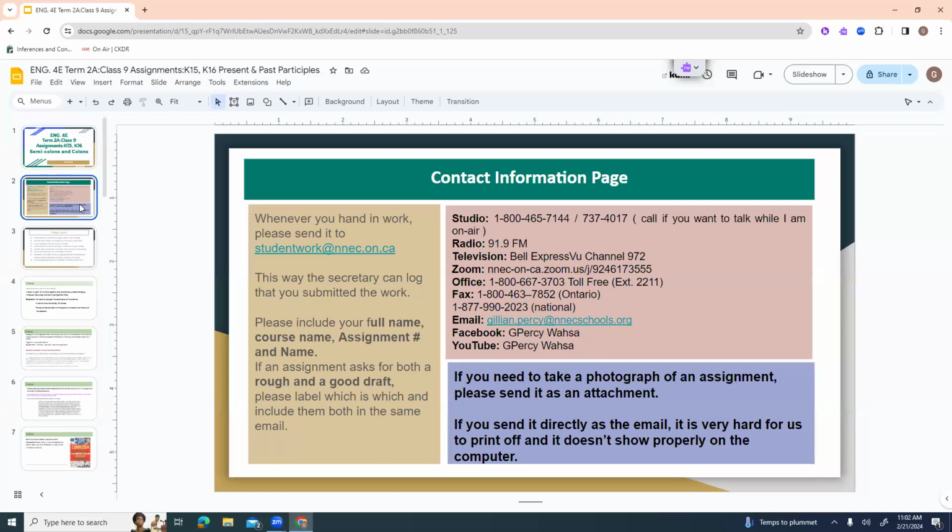Make sure your full name, your course name, and assignment number or name, depending on which one it's got, are included. If it asks you for a rough and a good draft, please label which one is which and include them both in the same email. If you need to take a photograph of an assignment for any reason, please send it as an attachment. Don't put it in the body of the email. It doesn't print off properly, and it doesn't show properly on the computer.